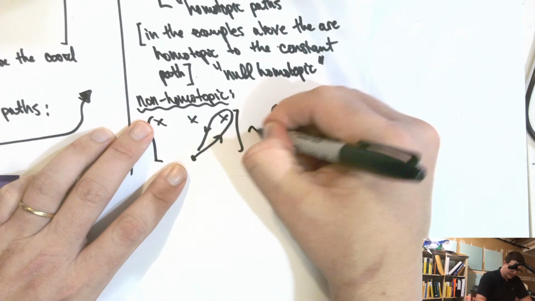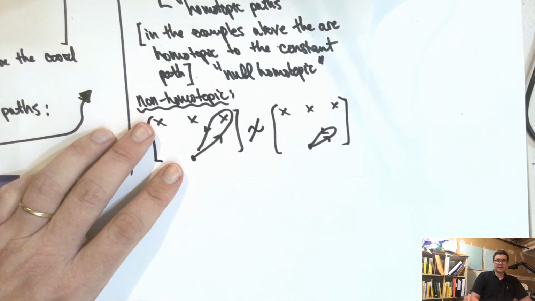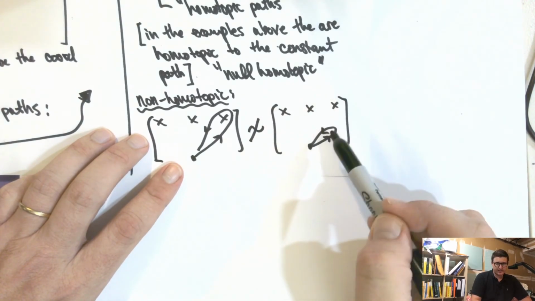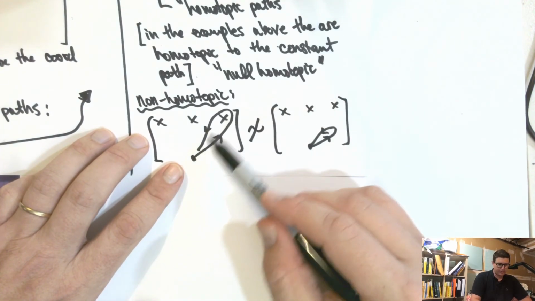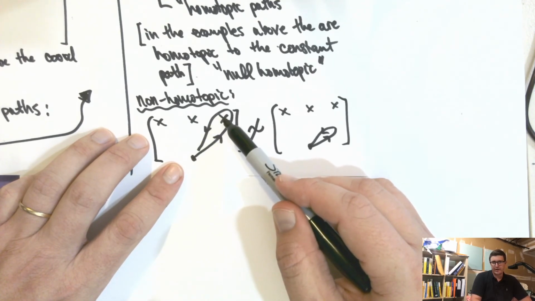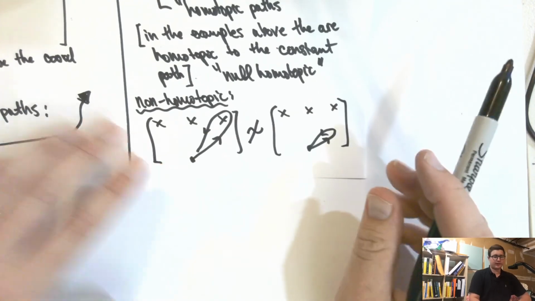These things are not similar. Why? Because in this setup, in order to bring this thing in to deform it, I have to go through that nail, and that's not allowed. We're not allowed to go through that nail.